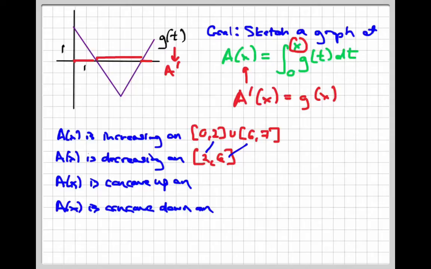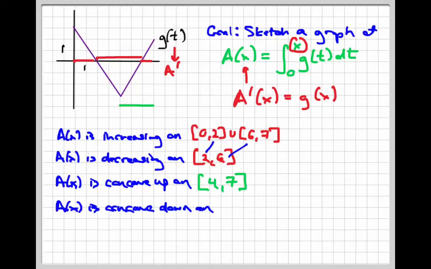So where is the first derivative increasing? Well, the graph that I'm looking at here is the graph of the first derivative. That appears to be increasing from here to here. That's from 4 to 7. So A of x is concave up whenever A prime is an increasing function, and that's from 4 to 7.